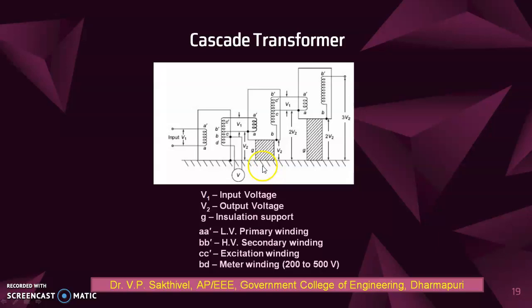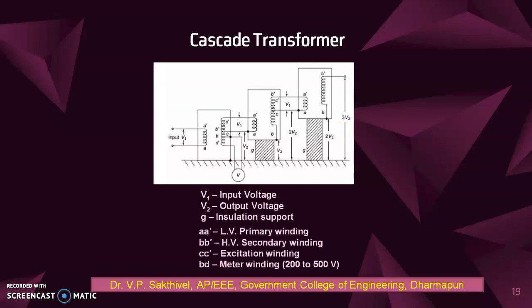Here you see that the partial HV winding of the first unit is connected to the tank of the second unit, where the LV winding of the second unit is connected, and similarly for the third case. If we use a single unit, we get an output of V2. If we use two stages, the output is 2V2. If we use three stages, we get 3V2.